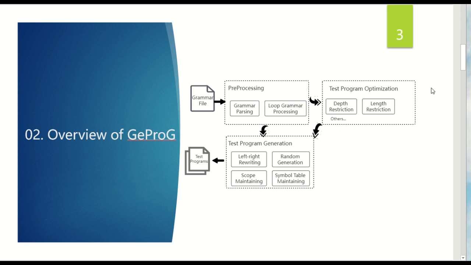In the optimization module, it adopts depth and length reduction strategies to limit the size of the generated test program. In the generation module, it uses some heuristics to generate test programs from scratch following the reduction rules of the grammar by maintaining scope and symbol table information.